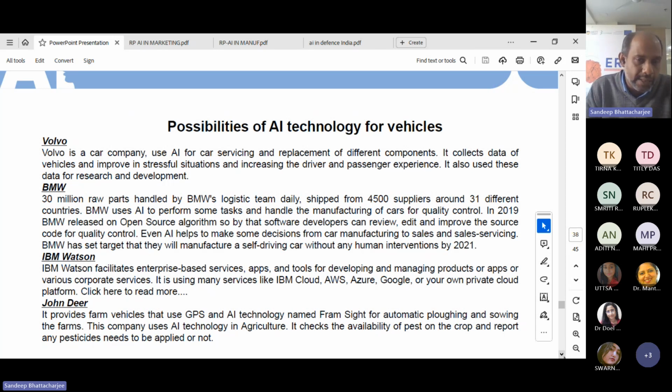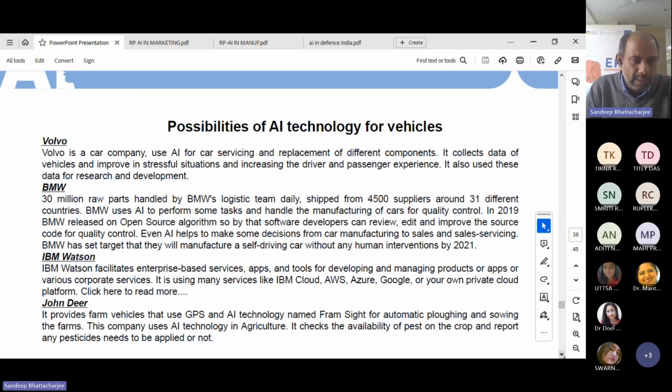It also facilitates enterprise-based services, apps, and tools for developing and managing products or apps in various corporate services. It has services like IBM Cloud, I think all of you know, AWS, Azure, Google, or your own private cloud platform, right? So all these different kinds of cloud computing services are nowadays available all over the world.